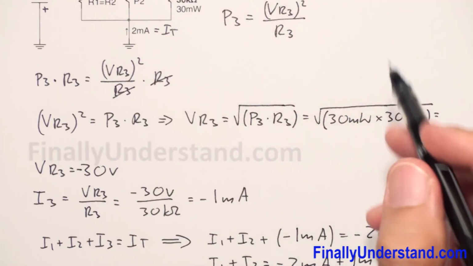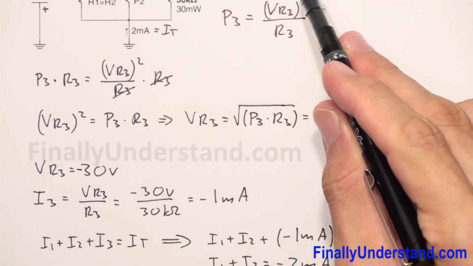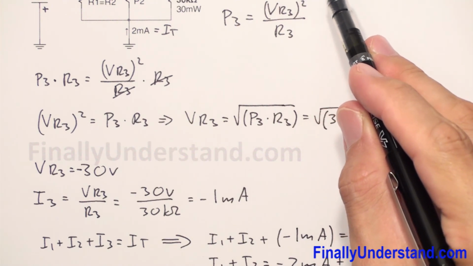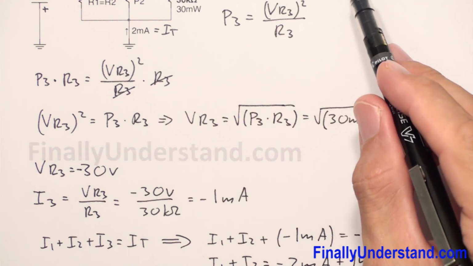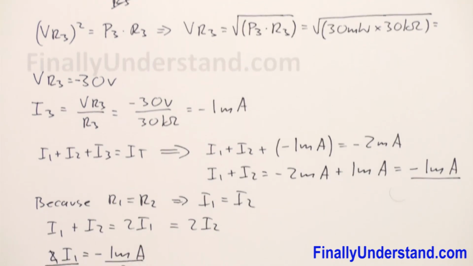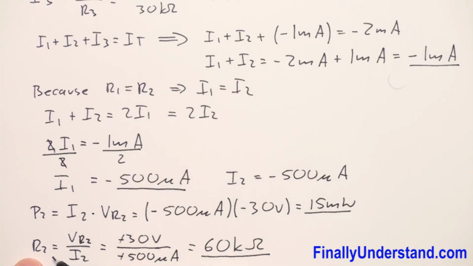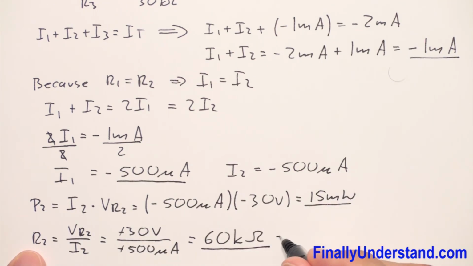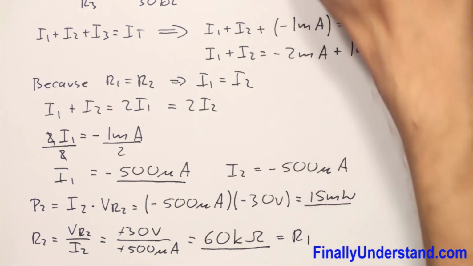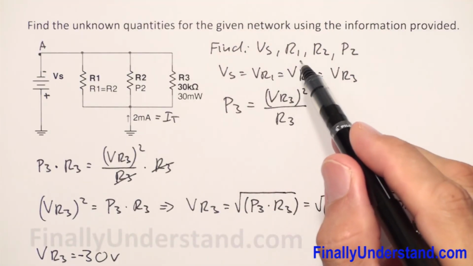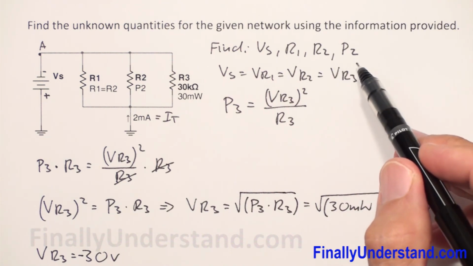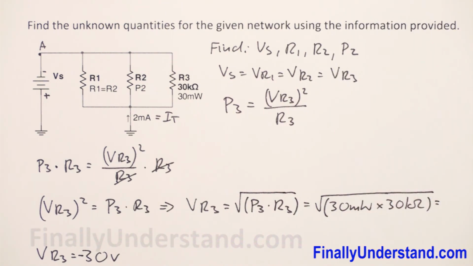So we found the voltage source, we found R1, we found R2, and we found P2. Someone is going to say, hey, you didn't find R1, but keep in mind that R1 is equal to R2. So in this case, 60 kiloohms is also equal to R1. So we found, one more time, the voltage source, R1, R2, and P2. So we can say that the problem is solved.